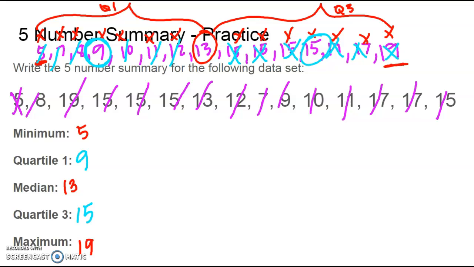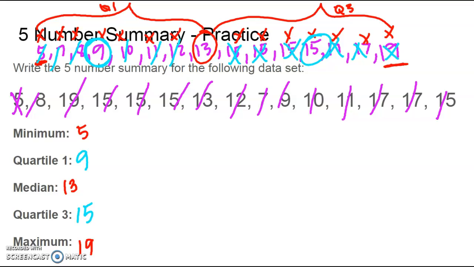So based off of this 5-number summary, I can figure out the range of my data, how spread out my data is. I know that my range is going to be 14 because it's all between 5 and 19. I can figure out a measure of central tendency, which is the median, and then I can figure out how spread out the middle 50% of my data is.